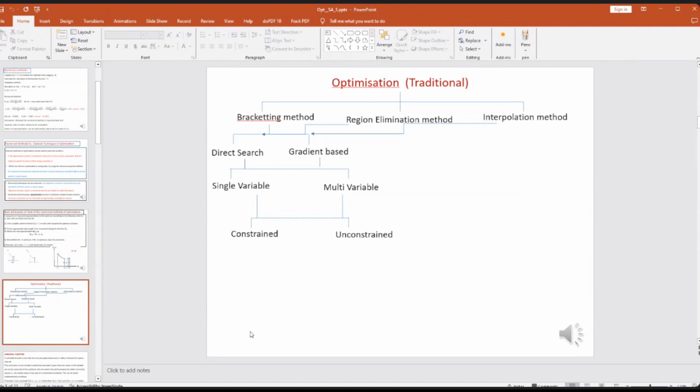There are other methods under the bracketing, under the region elimination, where along with the function value, we need to calculate the gradient of the function because the algorithm demands it. Where we have to use the gradient value also, first order derivative, second order derivative, then the methods are called gradient based methods. Under direct search, the function may be single variable, the function may be multivariable. And also in the problem, there may be constraints, there may be no constraints. If constrained, then it is a constrained optimization problem. If there is no constraint, it is an unconstrained optimization problem.